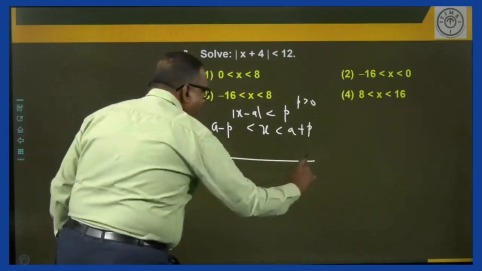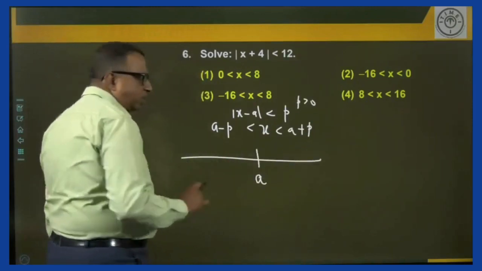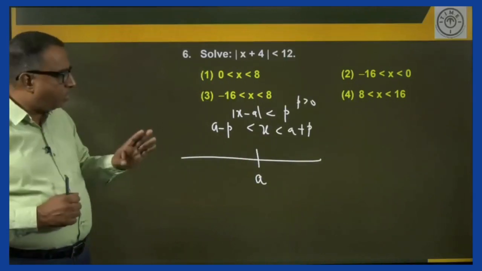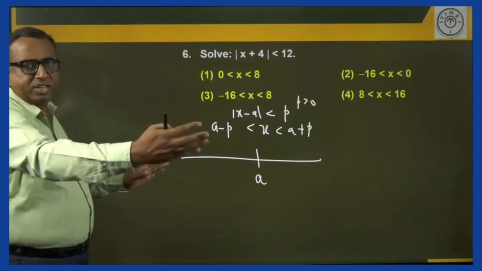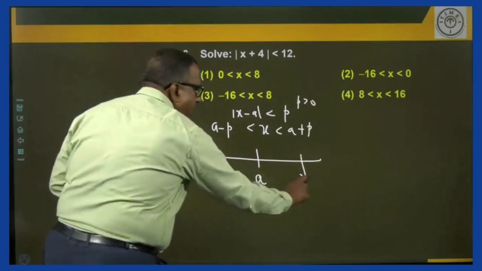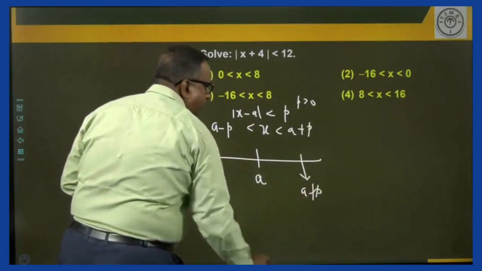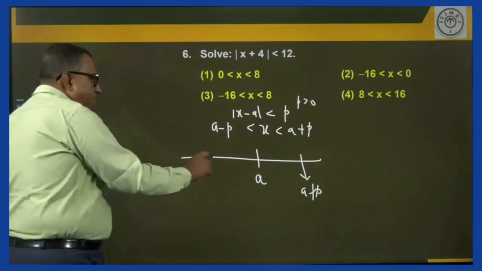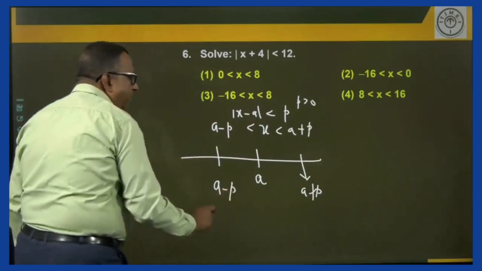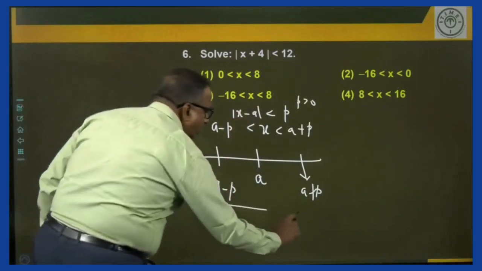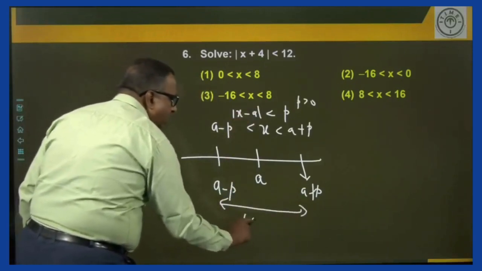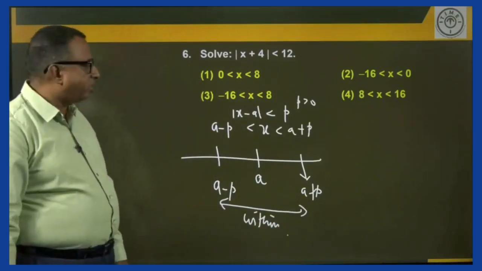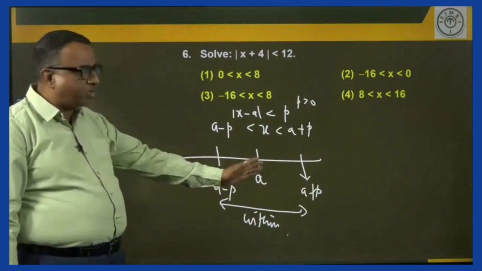On the number line, suppose you are at a. What is the meaning of mod x minus a? You are at a, p units to the right. P units to the right means a plus p. Right means add, left means subtract. P units to the left, where do you reach? A minus p. And whenever you have less than, it means all numbers within a minus p and a plus p. The solution will be every number from a minus p to a plus p.